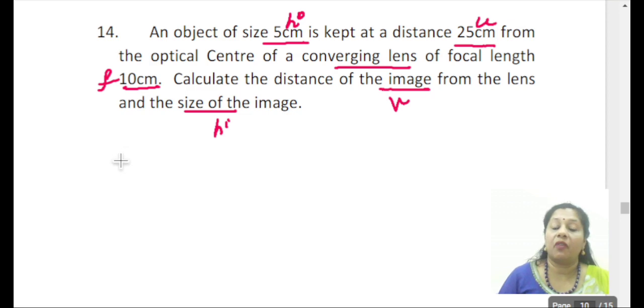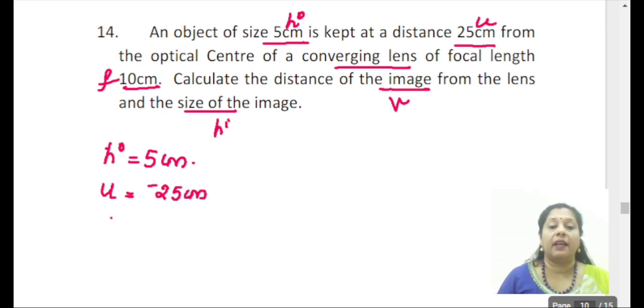So the same formula we can use. So here we will first write what is given. HO is equal to 5 centimeter. It is always positive. u is equal to 25 centimeter, but it is always negative. f is equal to 10 centimeter. Since it is a converging lens and we found it is a convex lens, it is positive, and we have to find out v, we have to find out HI.